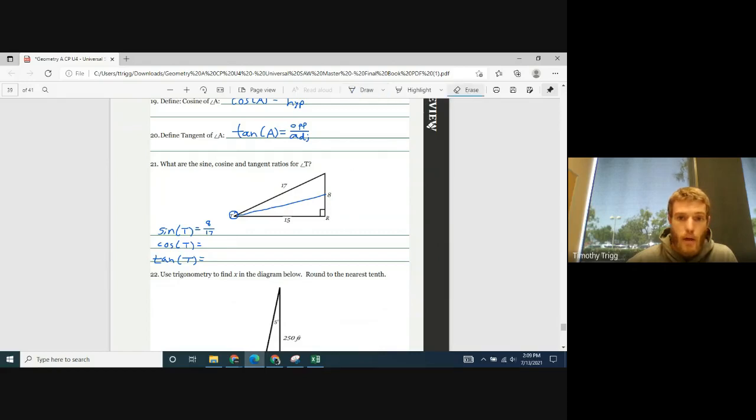For cosine, I want the adjacent leg over hypotenuse. So if I'm looking from angle t, what would be the adjacent leg? Well, that's the leg next to it. That's 15 over the hypotenuse, 15 over 17. Tangent of t is opposite over adjacent leg. So the opposite leg over the adjacent leg. So that would be 8 over 15 for tangent of t.